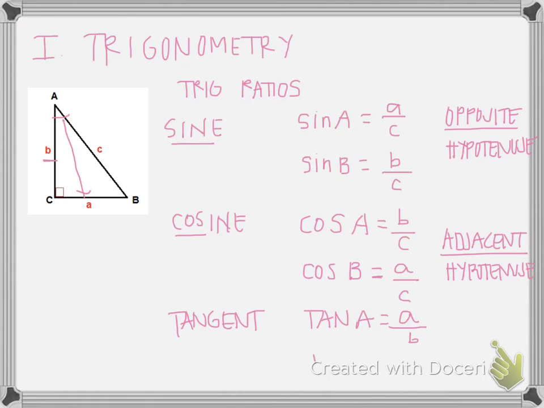So the tangent of angle B is going to be the side that's opposite, so it's going to be B over the adjacent, which is A. So your tangent is going to be your opposite side over your adjacent.